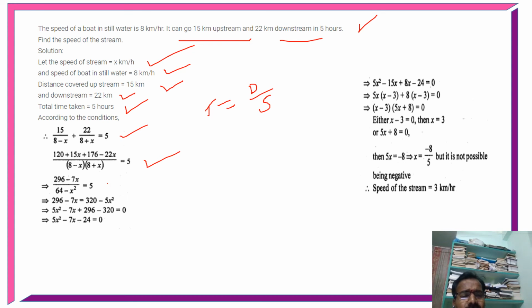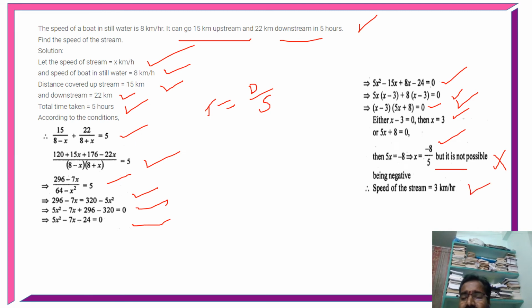From here, by the same method, we get a quadratic equation. Apply an appropriate method, either the split middle term method or the quadratic formula. Then we have 5x square minus 15x plus 8x minus 24 equals 0. Factorize: 5x of x minus 3 plus 8 of x minus 3 equals 0. x minus 3 into 5x plus 8 equals 0. As we know, x minus 3 equal to 0 means x is equal to 3. If we take 5x plus 8 equals 0, we have a negative value. Speed is never negative, so it is not possible. We will ignore this value.